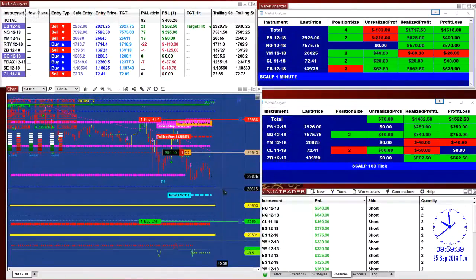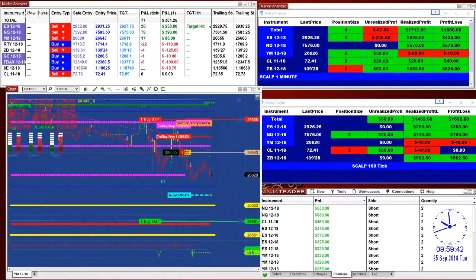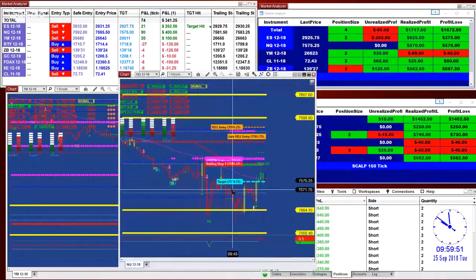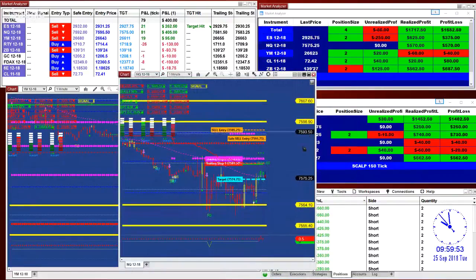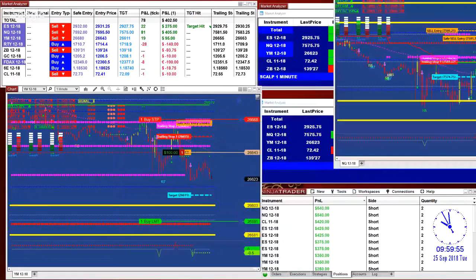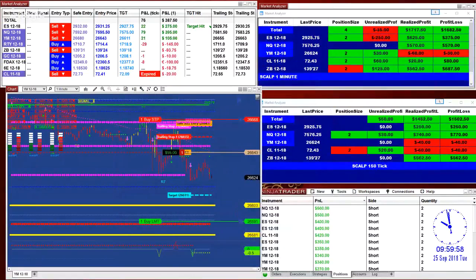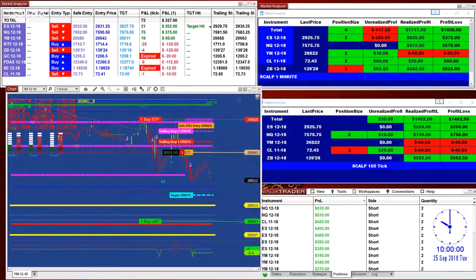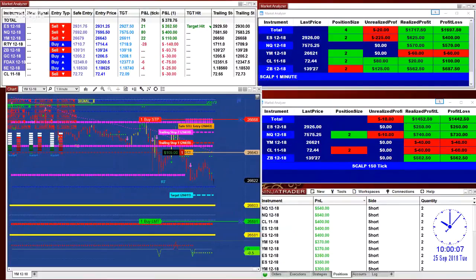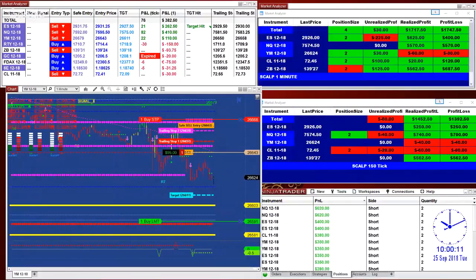The YM, we have not hit the target. We will try to hit the target. And the Nasdaq, we already hit the target. We are waiting on a new signal on the Nasdaq, so I'll keep my eye on all of them. It is very hard to keep my eye on all of them. I apologize. Sometimes I get confused, but we'll try to keep up with everything here.